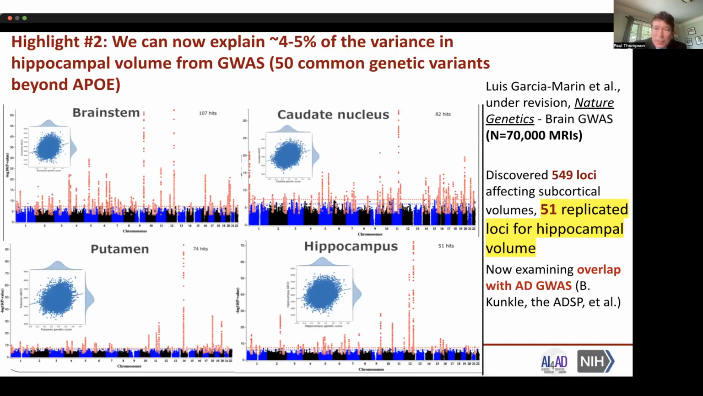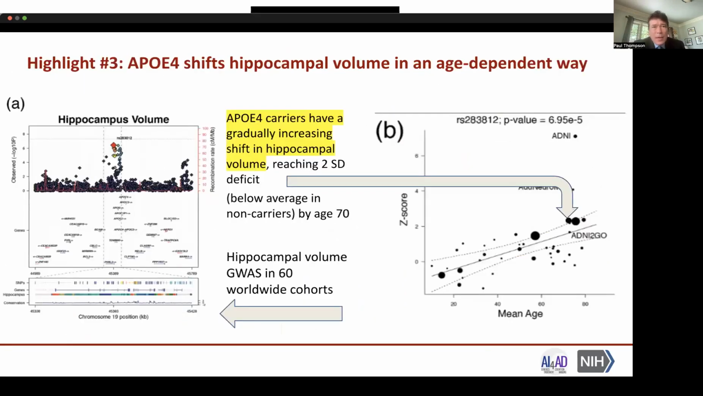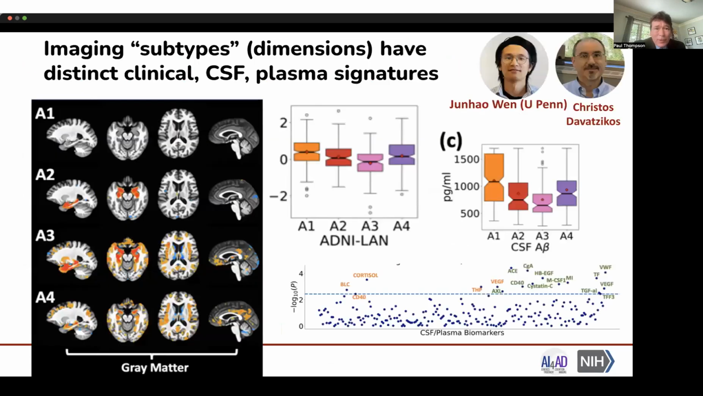Another paper under review at Nature Genetics, which we co-led with ENIGMA and the CHARGE Consortium, discovered 51 genomic loci that are associated with hippocampal volume, a very well-known biomarker of AD. And we're now looking up the overlap with the loci in the famous AD GWAS by Brian Kunkle to see which markers exert their effect on AD through promoting hippocampal atrophy. ApoE4 was discovered to shift hippocampal volume negatively in an age-dependent way.